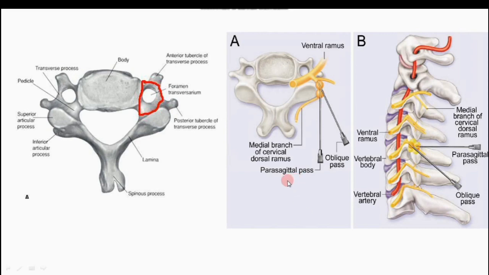Let's get familiar with a few important bony landmarks and structures that will come up in the topic. This is a cervical vertebra, and here is the transverse process. This is the anterior tubercle of the transverse process, this is the posterior tubercle, and this is the foramen transversarium.